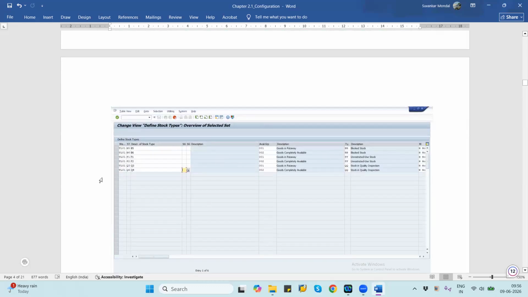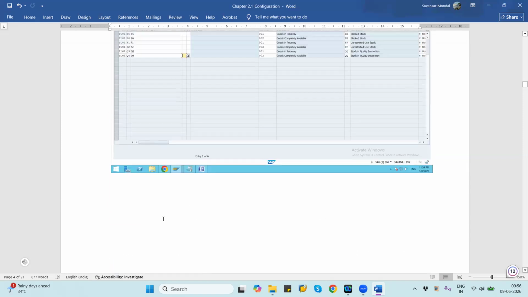Now we have three stock types. If we consider 3 stock types and 2 storage locations, then we have 6 combinations: F1, F2, Q3, Q4, V5, V6. So we have configured accordingly. Look at the right hand side here. We don't change anything here. We just copy for our warehouse. All the standard configuration.